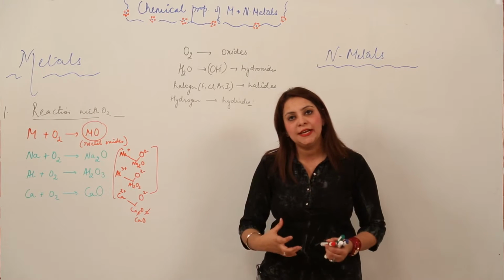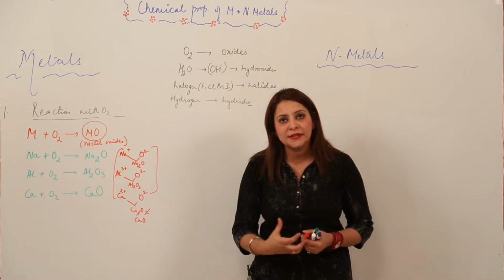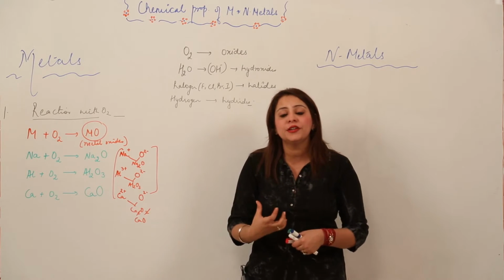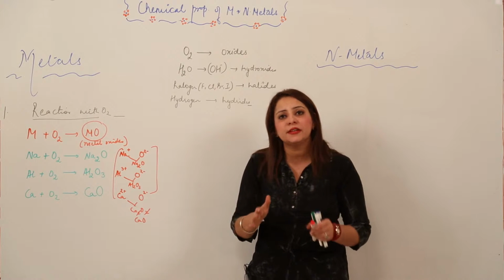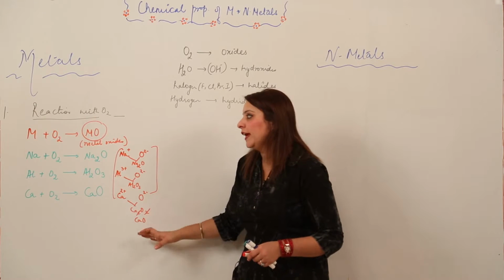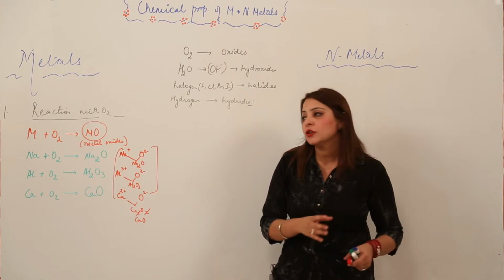Just write the name of the elements with their valency as superscript, interchange them, and if you can simplify it further, then simplify; otherwise just leave it the way it is formed. So this is how we get the formula for the various metal oxides.